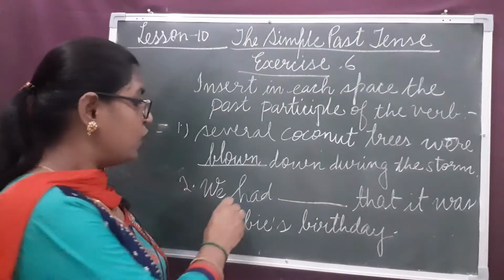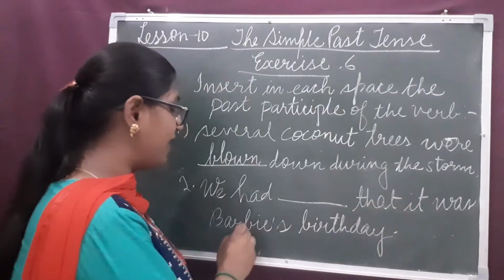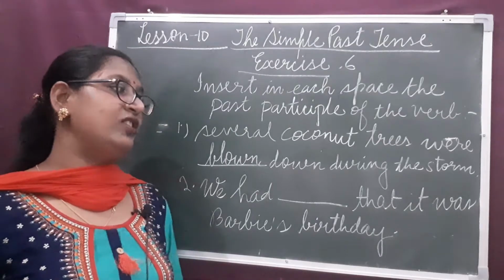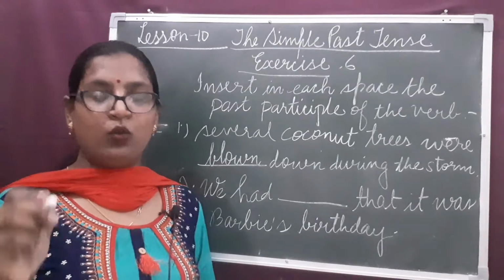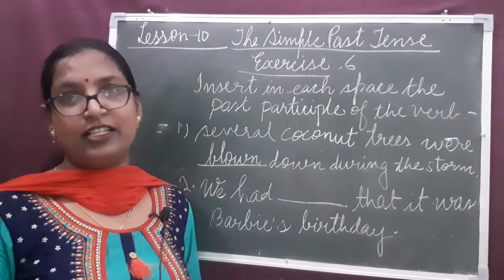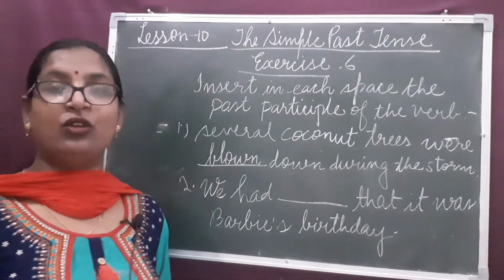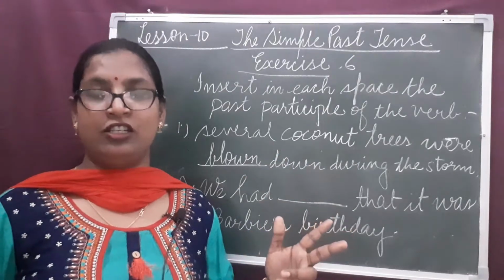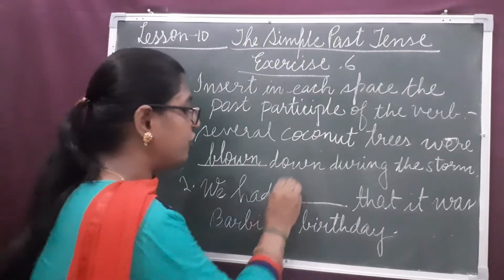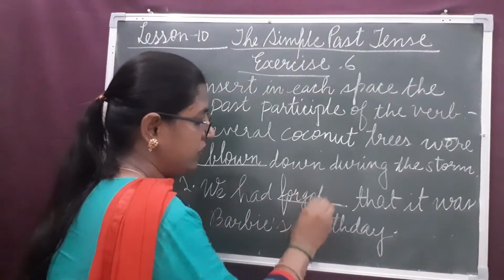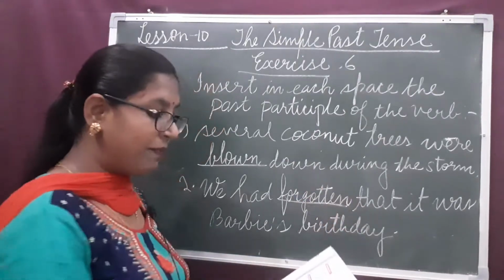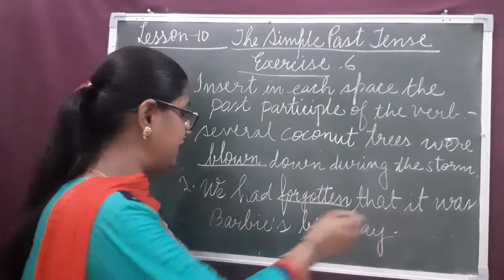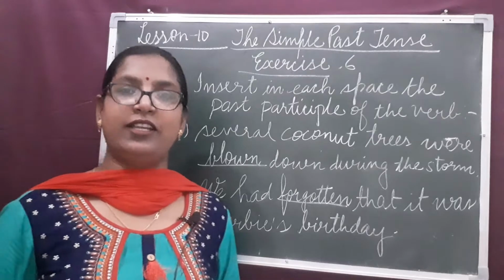Second sentence, we had dashed that it was Barbie's birthday. What is the verb given here in the bracket? That is forget. So, what are the three forms of the verb forget? Forget, forgot, forgotten. So, the third form of the verb is forgotten. The past participle form of the verb is what we are supposed to write here. We had forgotten that it was Barbie's birthday.